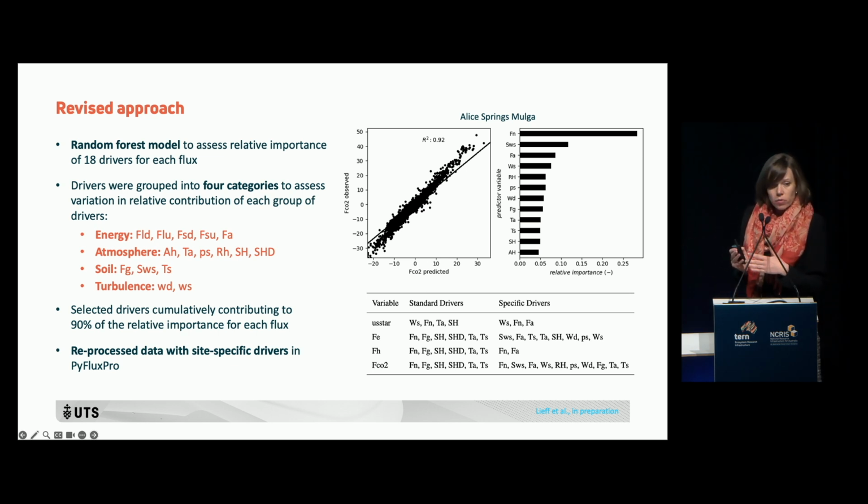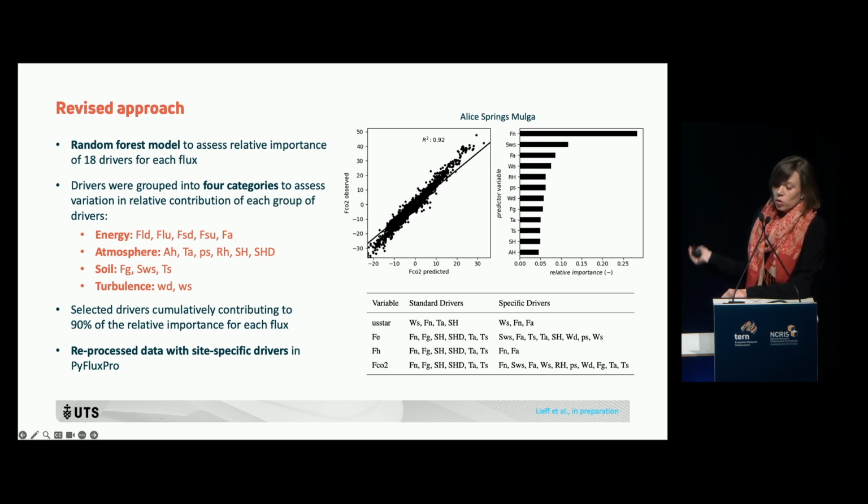So our approach uses a random forest model, which is a supervised machine learning model, and we have assessed the relative importance of about 18 drivers. So we cast the net quite broadly, and we included 18 potential variables to drive our fluxes. We then grouped all of these drivers into four separate categories to assess the variation in driver contributions between the categories. So we have the radiation components in the energy group. We've got the atmosphere, which includes air temperature and relative humidity and such. We've got the soil group, which includes soil temperature and ground heat flux. And we've got the turbulence group, which is mostly wind speed and wind direction here.